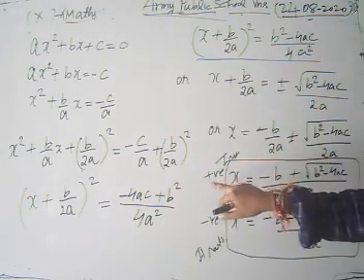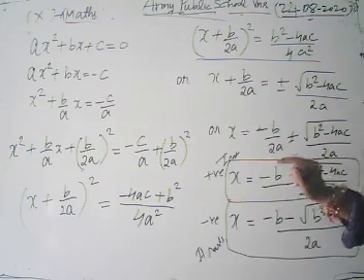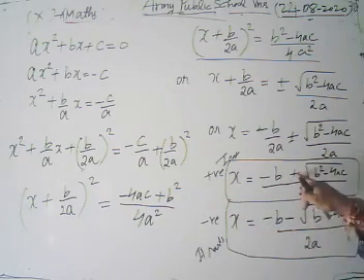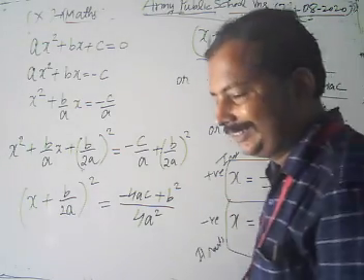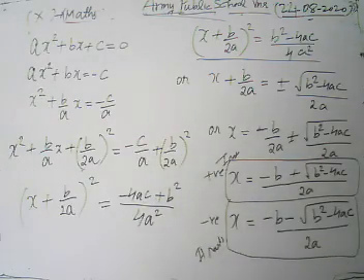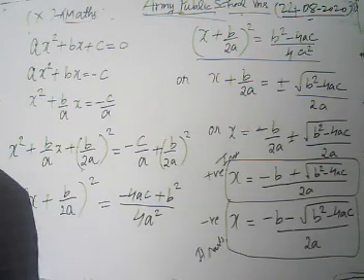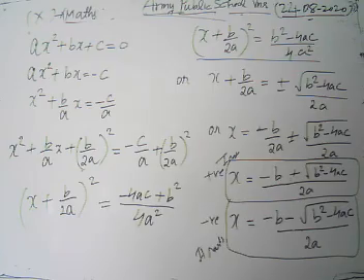To get the first root, we use the positive sign. To get the second root, we use the negative sign. This is our formula. The method is known as the quadratic equation formula, and this is our quadratic equation.